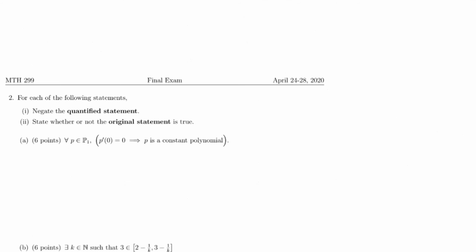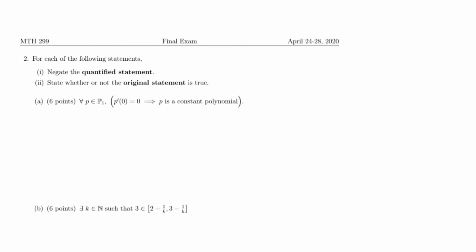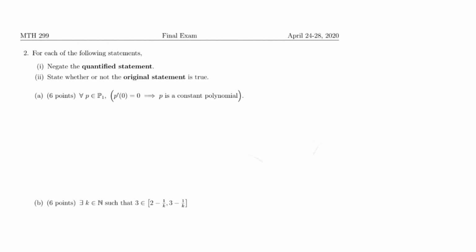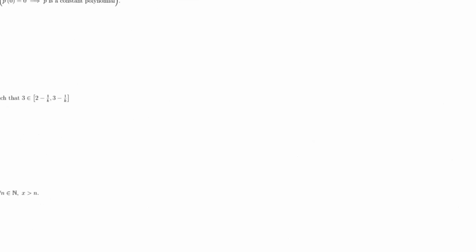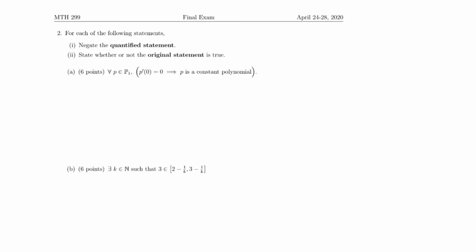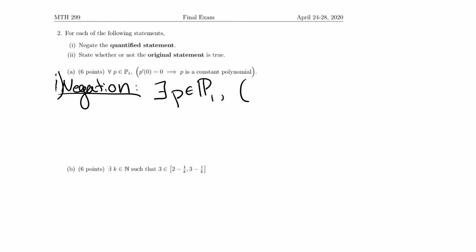Fabulous. All right, for each of the following... Oh, wait, are we in proofs now? Wait, what? Oh, okay, I see. For each of the following statements, negate the quantified statement. Oops, sorry. There we go. State whether the original statement is true. All right, for all P, there exists a P in those such that, and then we want to negate the inside of this.